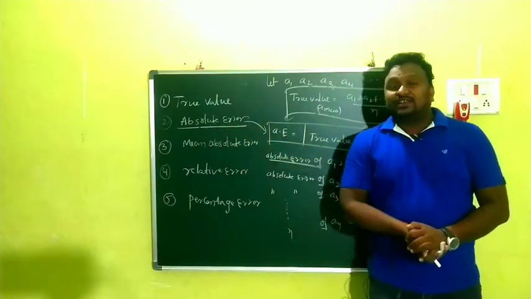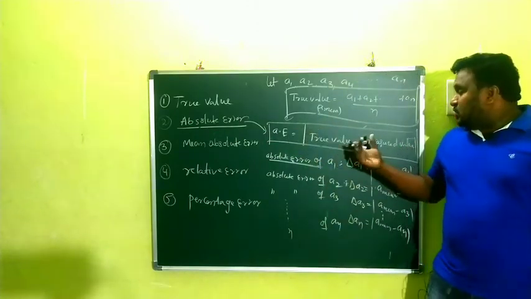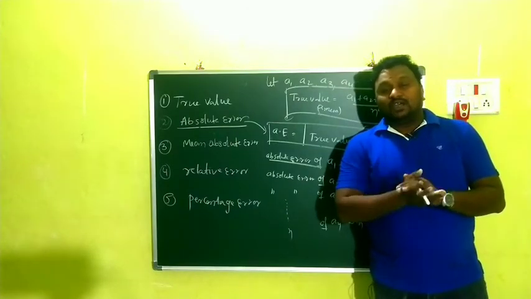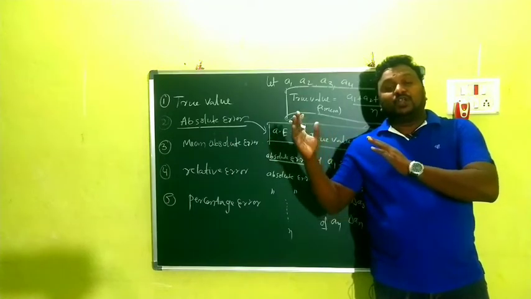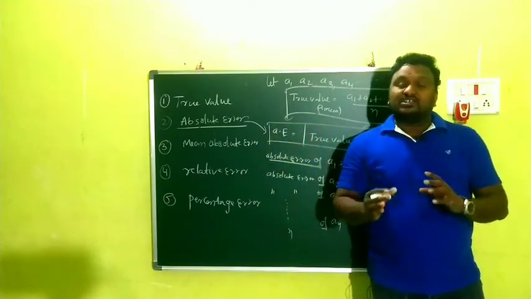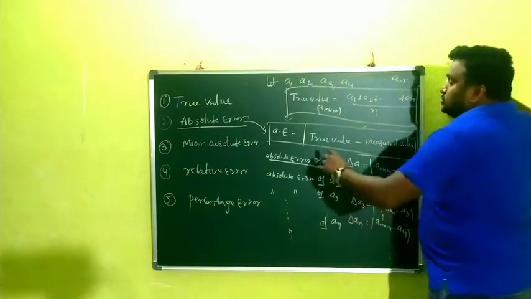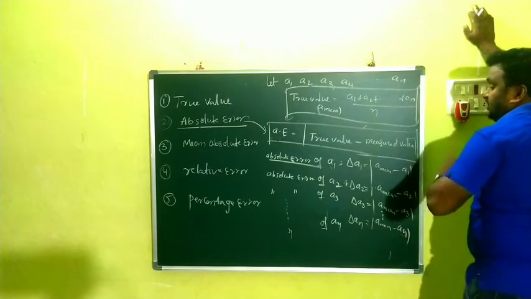What is absolute error? It is the magnitude of the difference of true value and measured value. In an experiment, A1, A2, A3 and so on, AN are the measured values and A mean is the true value. So that's why I am writing absolute error is equal to true value minus measured value.